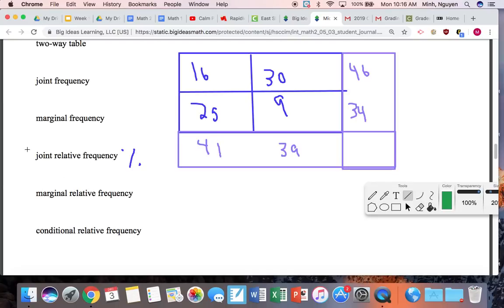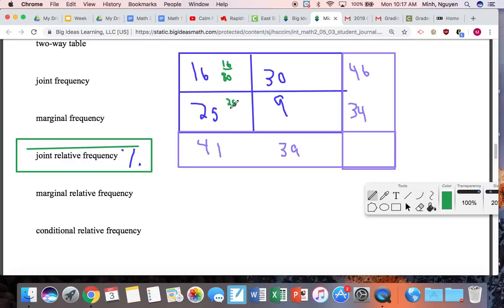So I will do joint relative frequencies in green. You would say something like 16 over 80. That would be a joint relative frequency, or 25 over 80. So the only difference between joint and marginal frequencies is just the flat out numbers, like these are results. But the relative frequencies are percents of the total.